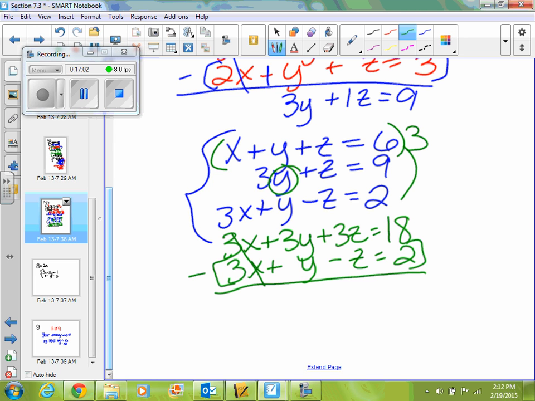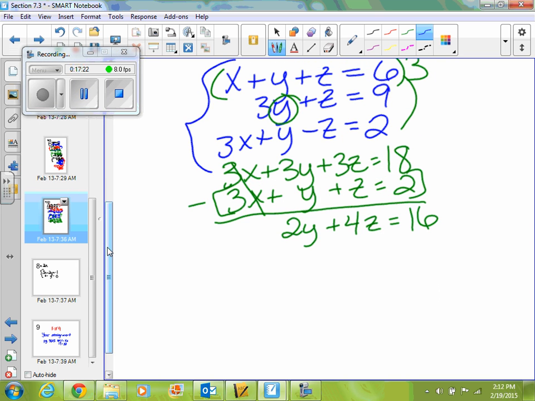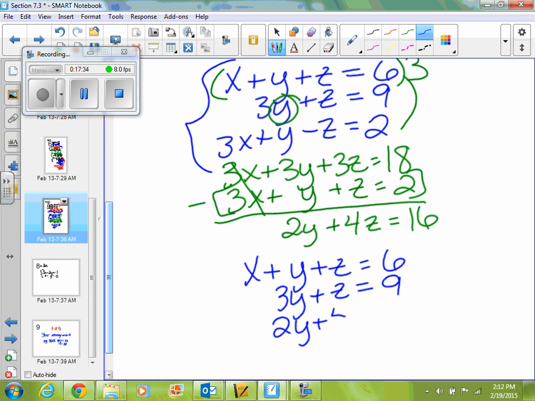Doing so, then my x's cancel. 3y minus y gives me 2y. Minus a negative gives me a plus. 3z plus z gives me 4z. And 18 minus 2 gives me 16. So my new system is x plus y plus z equals 6, 3y plus z equals 9, and 2y plus 4z equals 16.